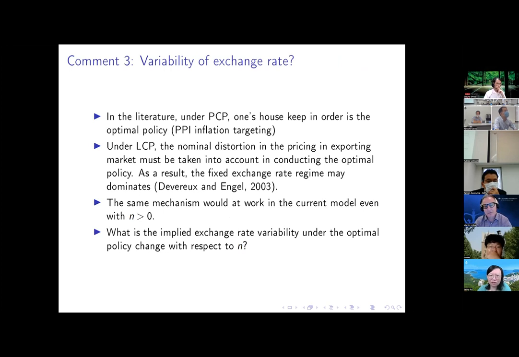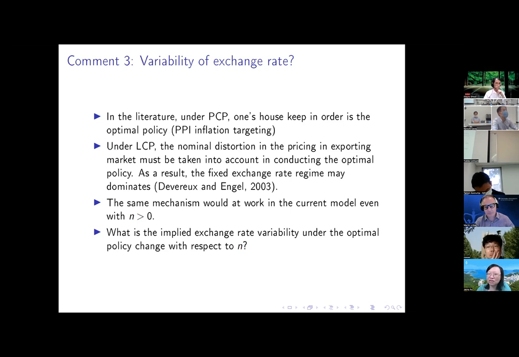Okay, and then the next one is about the Devereux-Engel angle, the fixed exchange rate regime. I think the Devereux-Engel paper is built on one-period preset price setting. But our model has dynamic price setting. This implies we always have the inflation dispersion in the welfare loss function. Therefore, in this case, the fixed exchange rate regime is not going to be the optimum policy.